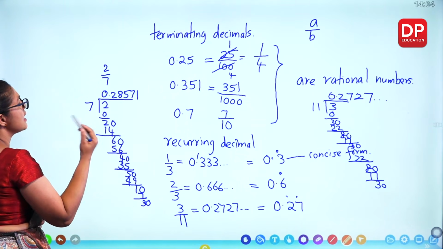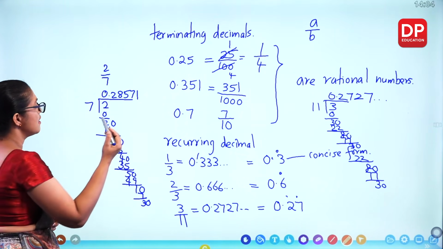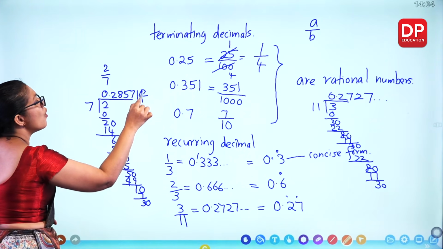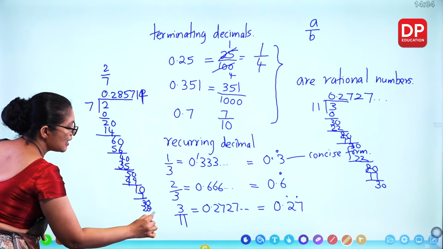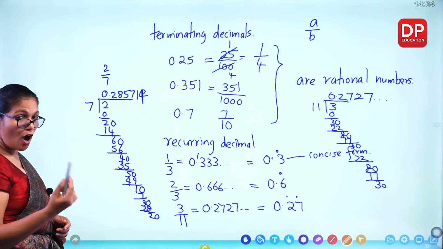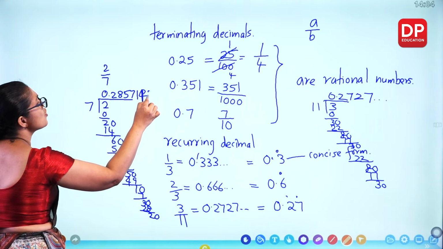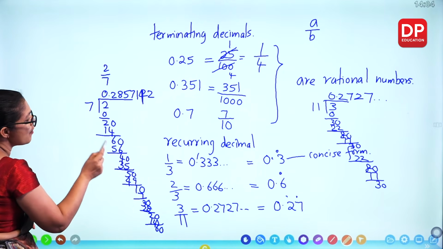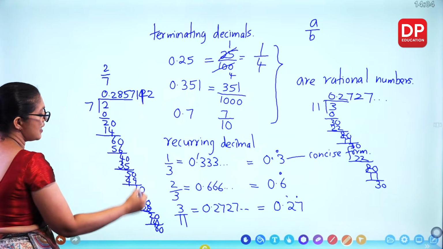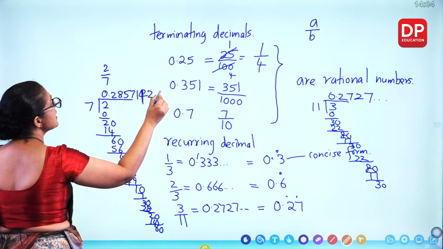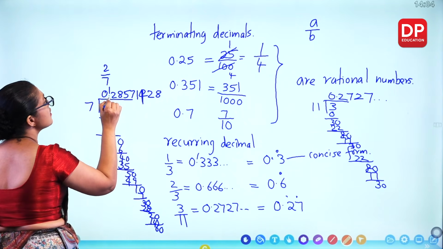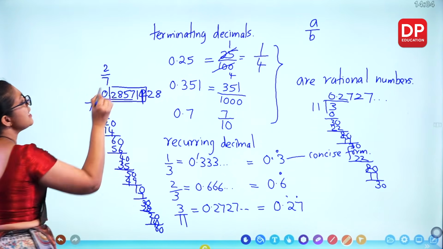For 30, how many 7s? 7 times 4, 28. For 20, how many 7s? 2 times 7, 14. 6 remaining. Now can you see again repeating from here? Again 7 times 8, 56. So here can you see this set of numbers is repeating in this case.